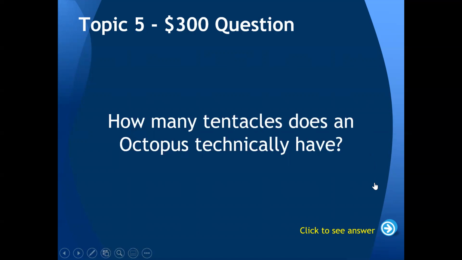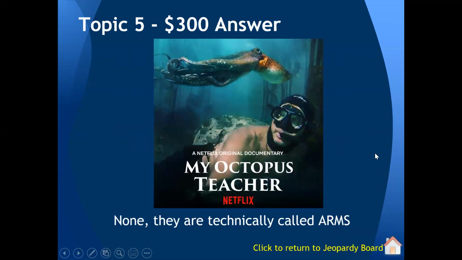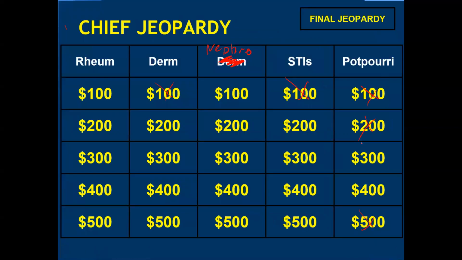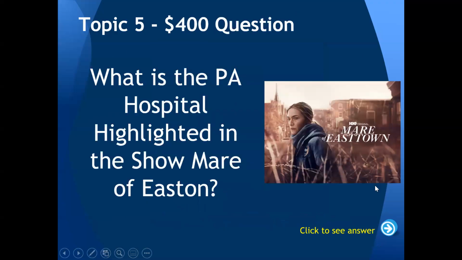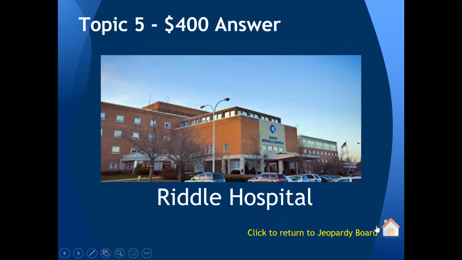All right, what if they had like 2 tentacles? No, they're technically called arms. Yeah, octopus have arms. You can't call them tentacles. It's only squid and cuttlefish and nautilus. Like My Octopus Teacher. All right, what do we got? What's the PA hospital highlighted in the show Mayor of Easton? Ooh, Riddle Hospital. That's what it looks like.